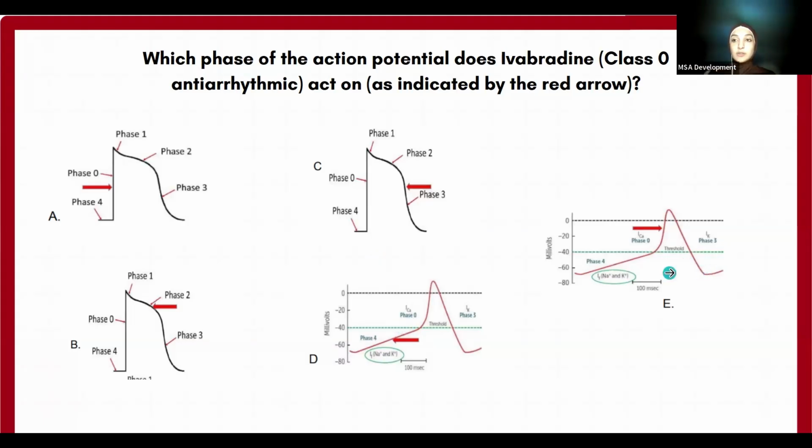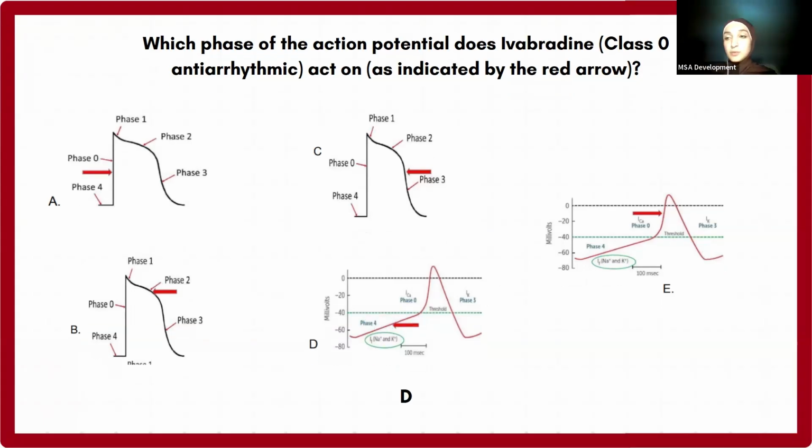As I said, it acts on the funny channels, the sodium funny channels. So this means that it's acting on this part, exactly. So it's acting on phase 4. The answer is D. Now, a simple mnemonic to memorize this specific question: the first two letters of ivabradine are IV, and it acts on phase 4. IV in Roman numerals means 4. So SA node, phase 4. Just a quick way to keep it in your head.